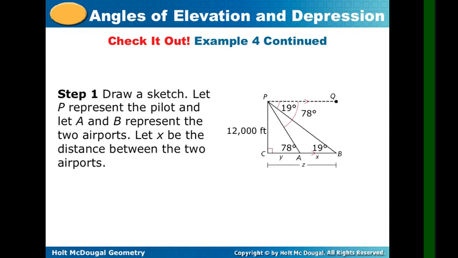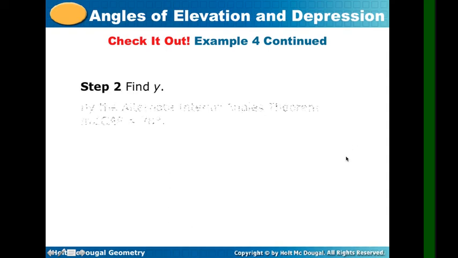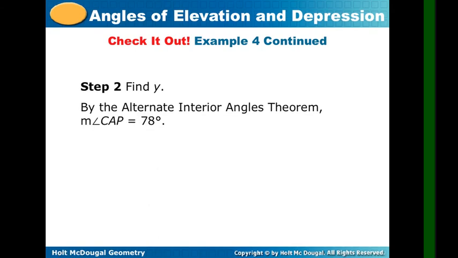So just like the two boats. So this is the airport. So yung angle of depression niya is 19 degrees dun sa isang airport. So therefore the opposite is 19 degrees also. For the other airport is 78, so this one is 78 degrees. Okay? So we're looking for the distance of the airport A and airport B. So find Y muna using the alternate interior theorem. We have CAP which is 78 degrees.